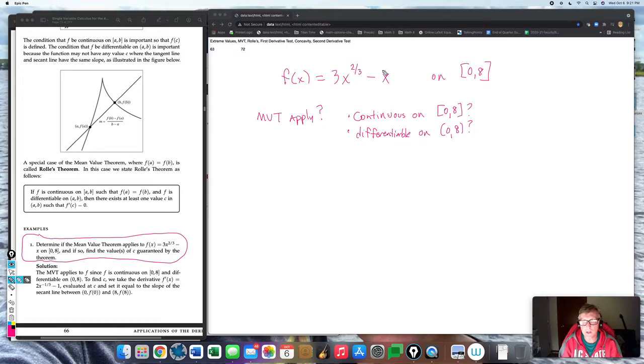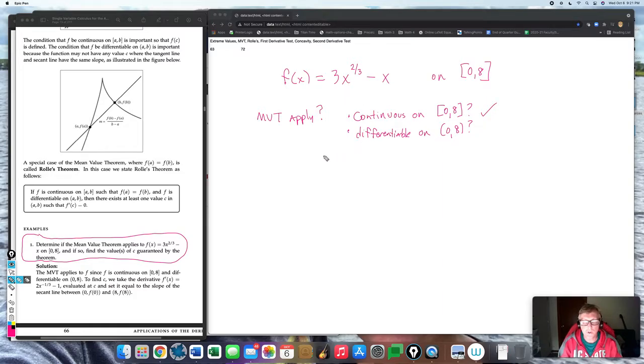It doesn't have any asymptotes. There's no denominator. There's no issues. Now we're doing cube roots, right? The cube root of x is defined for all real numbers, right? So certainly the numbers between 0 and 8 will work for all values between 0 and 8. So we've satisfied the continuity.